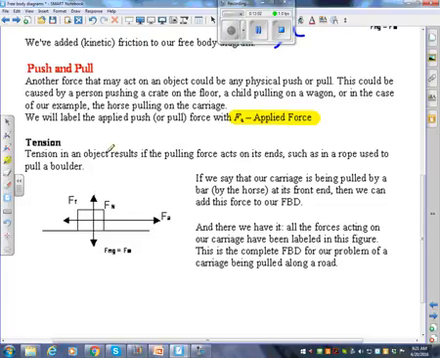Tension in an object results if the pulling force acts on its ends, as in a rope. If we say our carriage is being pulled by a bar at its front end, then we can add this force to our FBD. So sometimes the applied force is a tension. I tend not to label things with T for tension. Just applied force. There we have it. All the forces acting on a carriage have been labeled in the figure. This is the complete FBD for a problem of a carriage being pulled along a road.